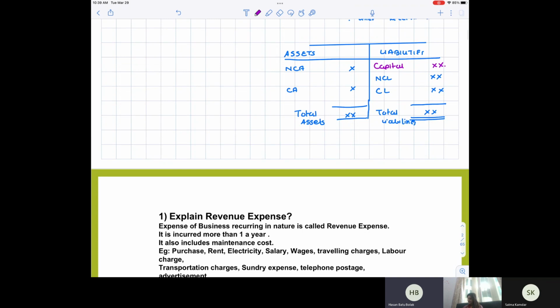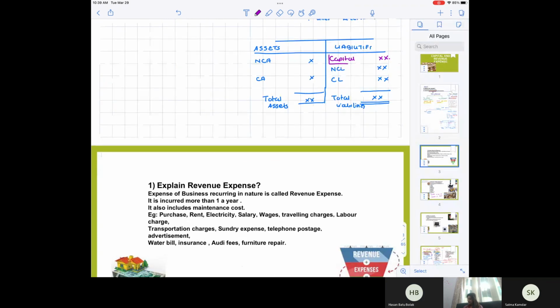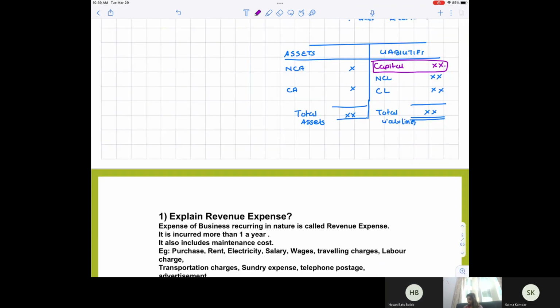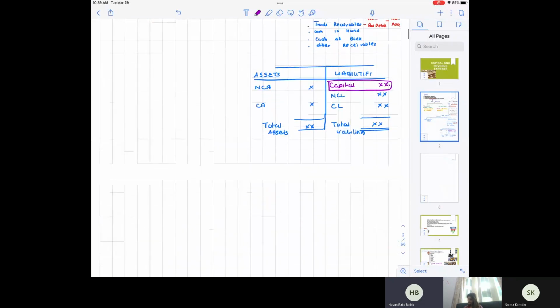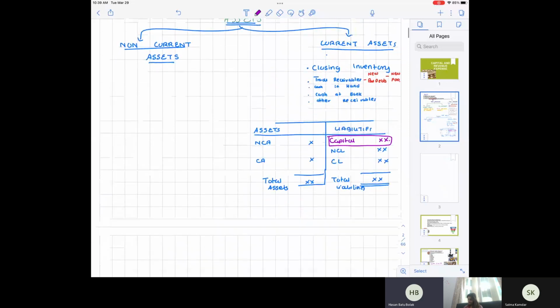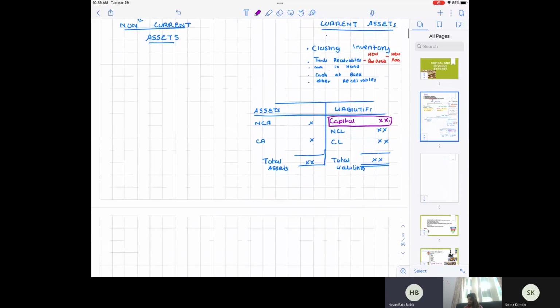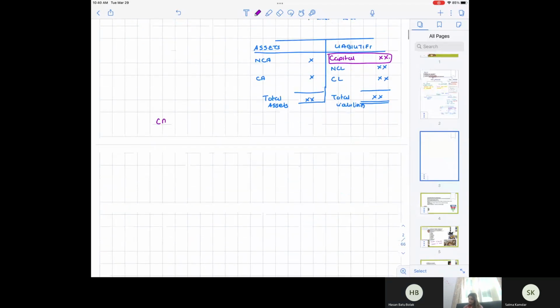Okay. So if you want to find capital, with the help of all this information, can you give me a formula for finding capital? Total assets minus total liability. Total assets minus non-current liability minus current liability will give you what? Capital. Very good. So if I want a formula for finding capital, how will I write it? Total assets minus non-current liability minus current liability.